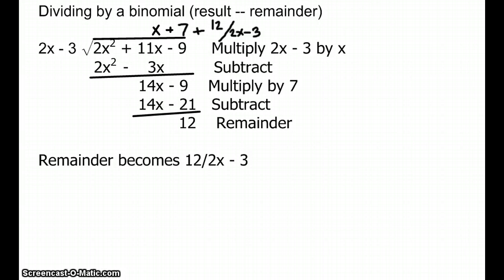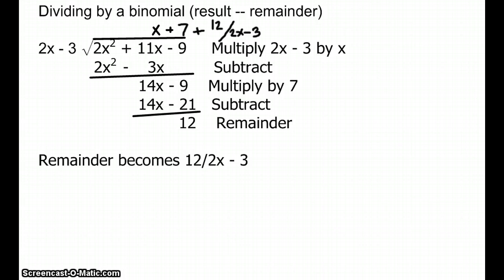When you divide with a binomial, though, a lot of times it doesn't go in evenly. Your result is going to have a remainder. So in this case, we're dividing 2x squared plus 11x minus 9 by 2x minus 3. I use the same long division method that we used before. I multiply the dividing term by x, and I get 2x squared minus 3x. I subtract that out and end up with a 14x. I bring down the minus 9 term.